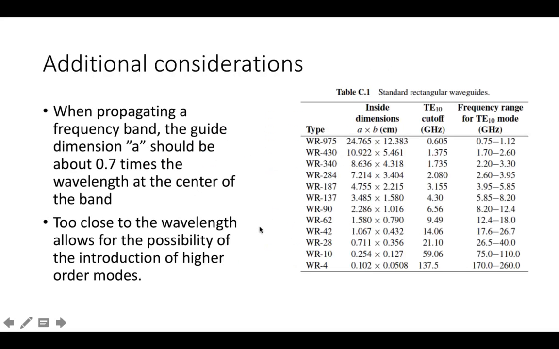So some additional considerations, just as far as design rules of thumb. When we propagate a frequency band, the guide dimension A should be about 0.7 times the wavelength of the center of the band. If you get too close to the wavelength, you allow for the possibility of the introduction of higher modes. So in other words, if you get at the top of the frequency range here, it's possible, if your waveguide design isn't perfect, that you pick up some of that TE20 mode. So you want your design to be right in the middle of this bandwidth.